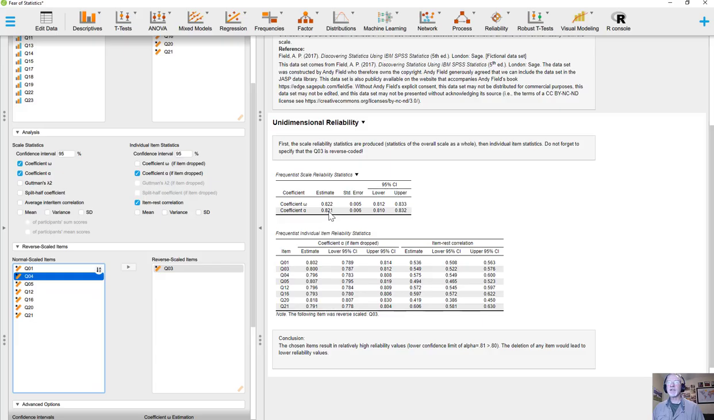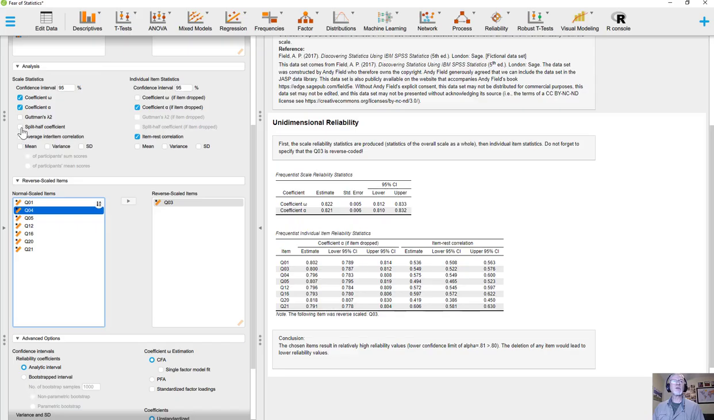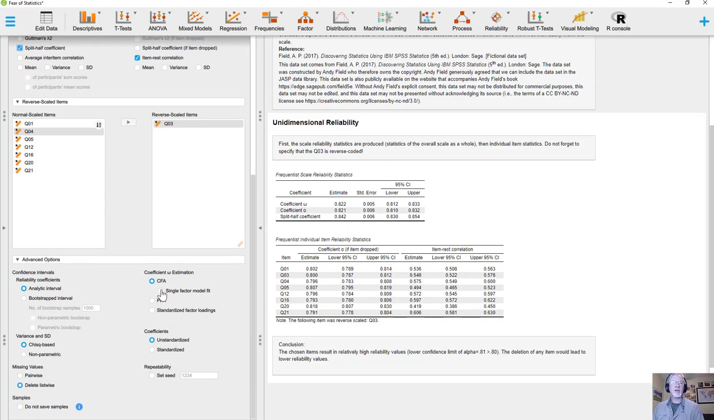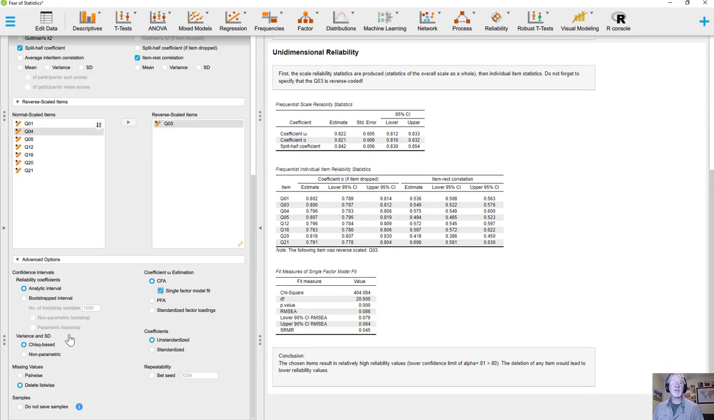And now we're seeing that there are no items that, if you drop them, will take you above 0.821. So that's what you want to see, that all your items are contributing positively. They all have nice, strong correlations, and reliability indexes are good. Let's also get our split half reliability, and it's coming in really close to these. And let's also go down and get our CFA model fit.